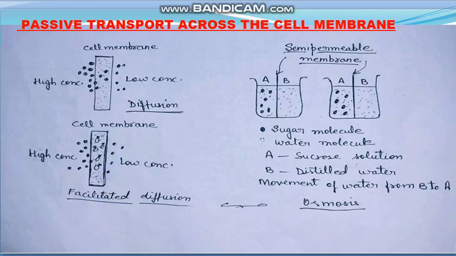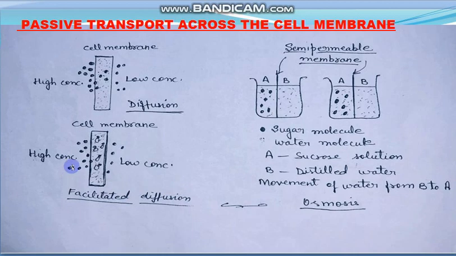Then the third way of passive transport is facilitated diffusion. When polar molecules cannot pass through the non-polar lipid bilayer, they need some carrier proteins of membranes to facilitate the transport across the membrane. And this type of diffusion with the help of the carrier is known as facilitated diffusion.